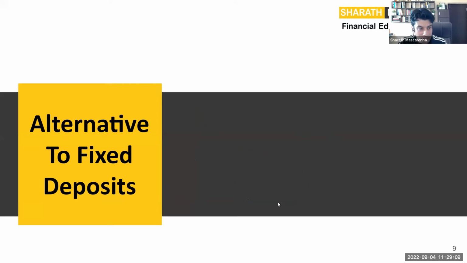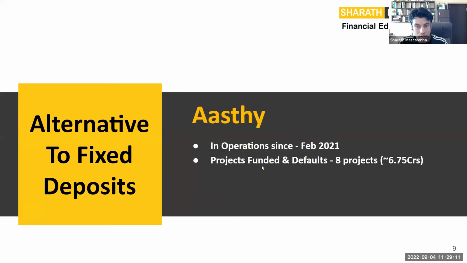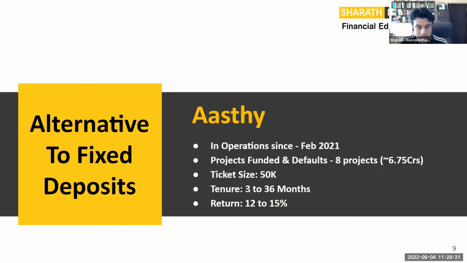And then we have ASTI as another alternative, where the operation started from 2021. 8 projects have been there. They've raised about 6.75 crores. Minimum ticket size is 50. And your tenure out here, this is incorrect. Okay, the tenure here is anywhere from 12 months to 18 months. So that is 12 to 18 months. Sorry about that typo there. But your return is anywhere between 12 to 15% again.